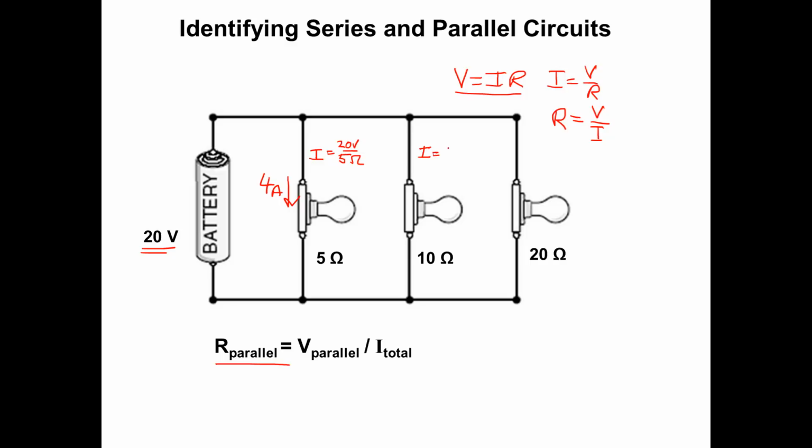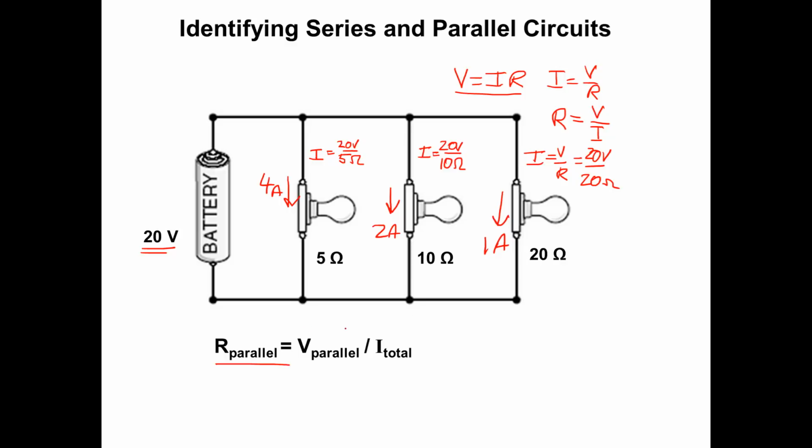Let's do this for the next part of the circuit. I is equal to 20 volts divided by 10 ohms. 20 divided by 10 is 2. We have 2 amps of current flowing through this branch. And this last part, I equals V over R. We have 20 volts divided by, we can see here, 20 ohms. And through this light bulb, I have 1 amp.